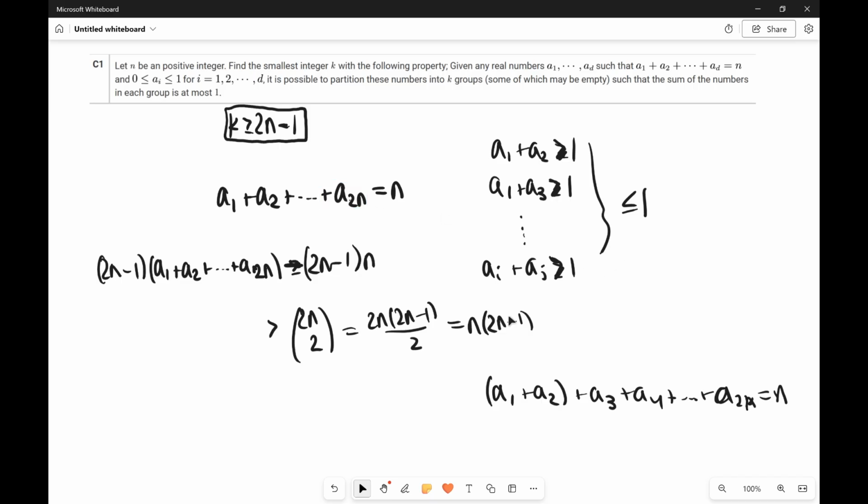And therefore, by continuing this downward until we get all the way to k equals 2n minus 1, at which point we can just put each number in its own group, we solve the problem for k equals 2n minus 1. Therefore, since we proved that k is greater than or equal to 2n minus 1 by finding an explicit construction, and then we proved that we can always achieve the task when k is equal to 2n minus 1, this implies that the answer to our problem is k is equal to 2n minus 1.